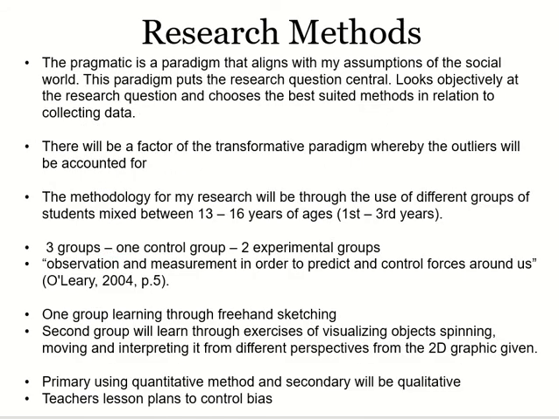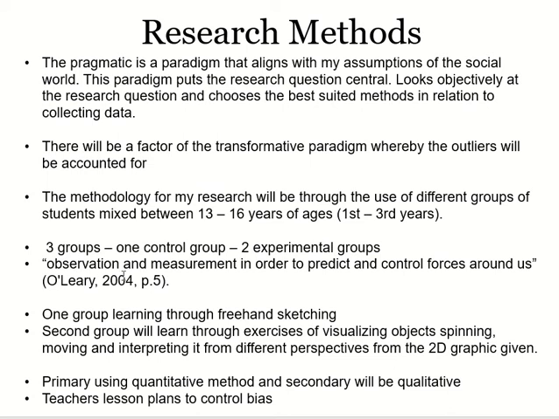So the research methods I plan to use: pragmatic paradigm aligns with my assumption of the social world. The paradigm puts the question central and looks objectively at what's the best suited method. Generally it'd be more so quantitative method, and qualitative method would be kind of secondary in terms of which method I'm going to use the most. To limit the amount of bias, teachers will be given lesson plans, there'll be observations. There will be a factor of transformative paradigm whereby the outliers will be counted for.